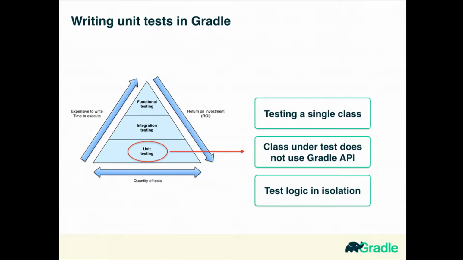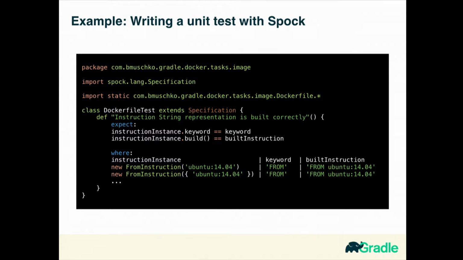And we can easily do so by writing a general purpose test that we would write for application code as well. For example, with JUnit, TestNG, Spock, what have you, whatever you feel comfortable with. The important part here is that it actually doesn't touch the Gradle API. So let's have a look at one example. I picked this example from one of my plugins. It's called the Gradle Docker plugin, which lets you manage and maintain Docker images and containers.